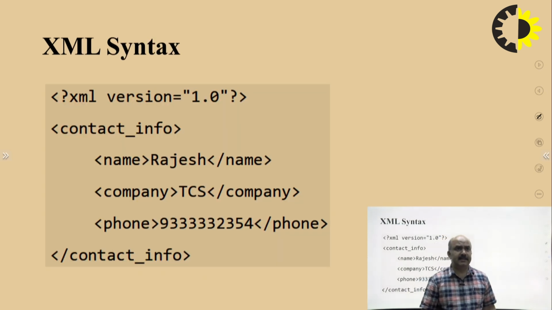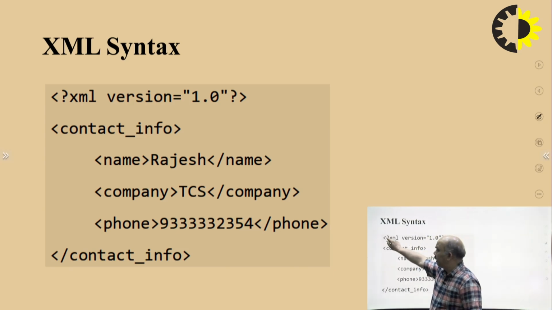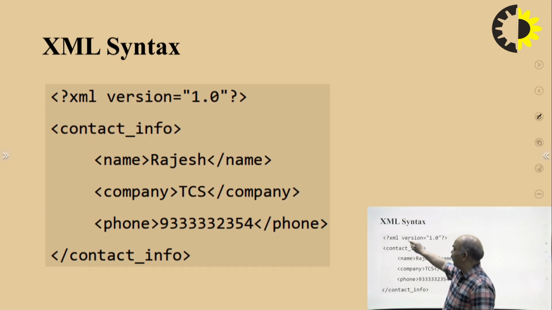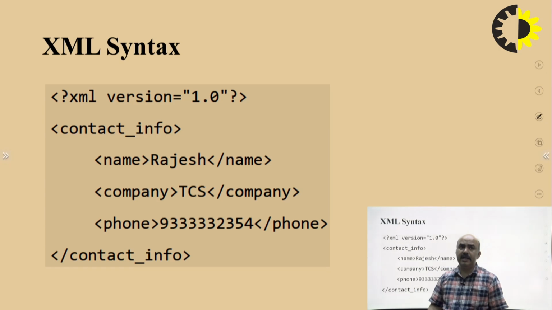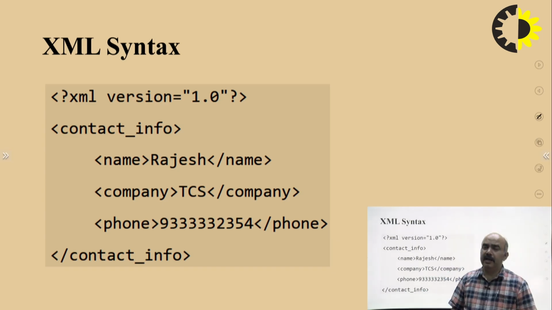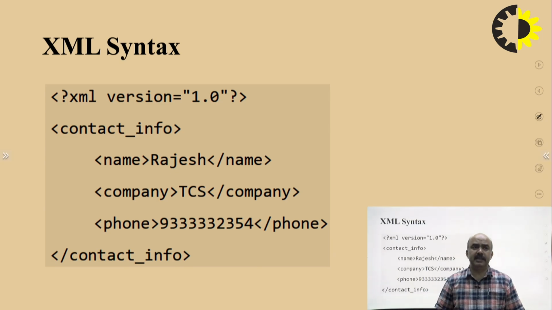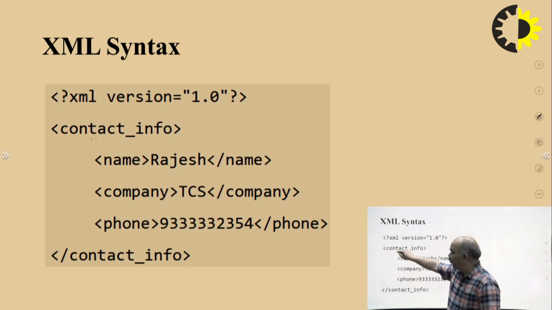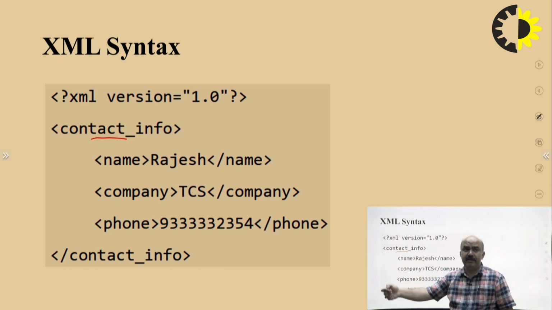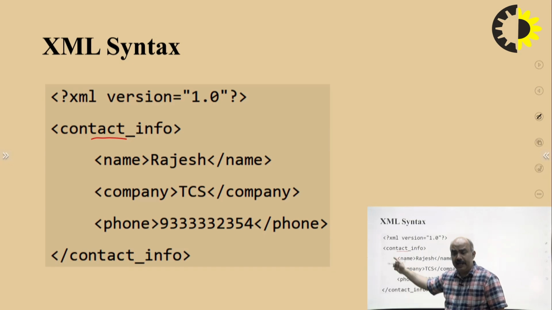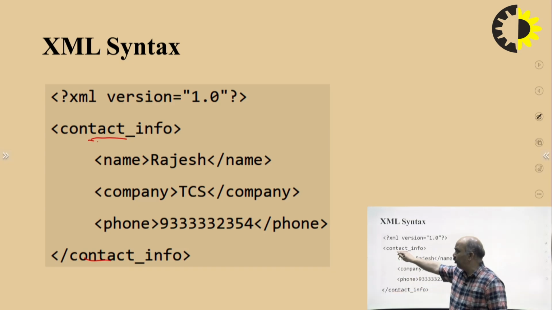This is the basic syntax of XML, which we have to write: less than, question mark, xml version equal to "1.0" within double quotes, and if we have to use encoding, then encoding equal to UTF-8 is also described. Here this is the contact info. As previously told, whatever is written must have an opening tag as well as a closing tag.